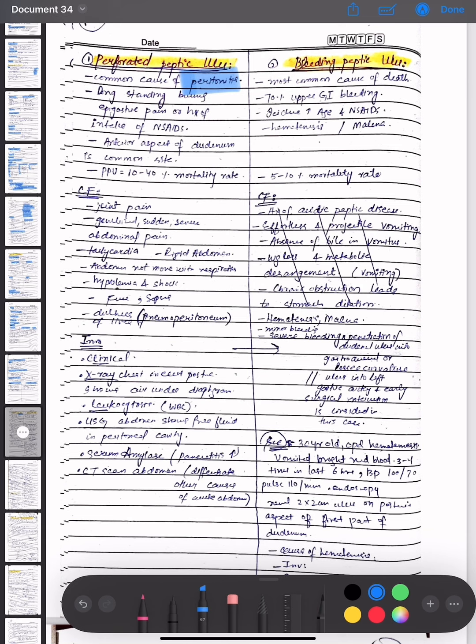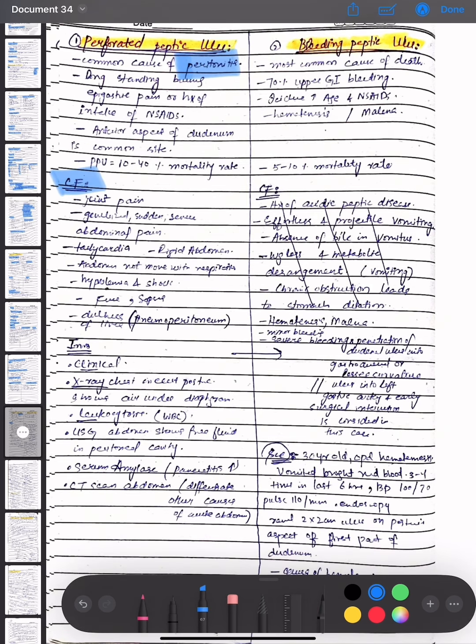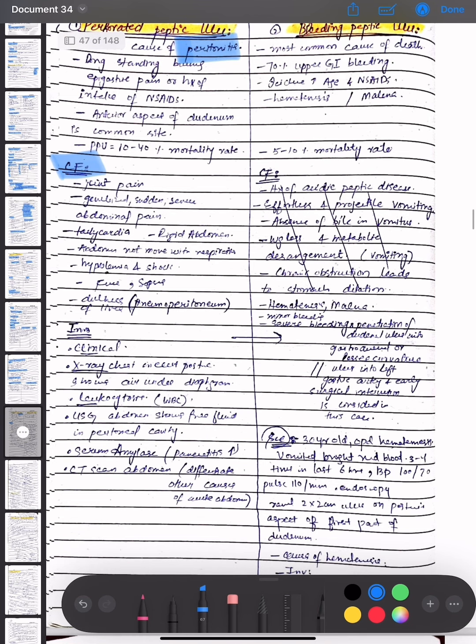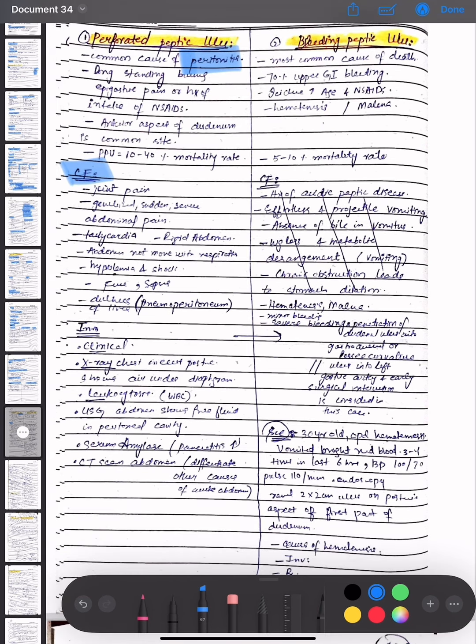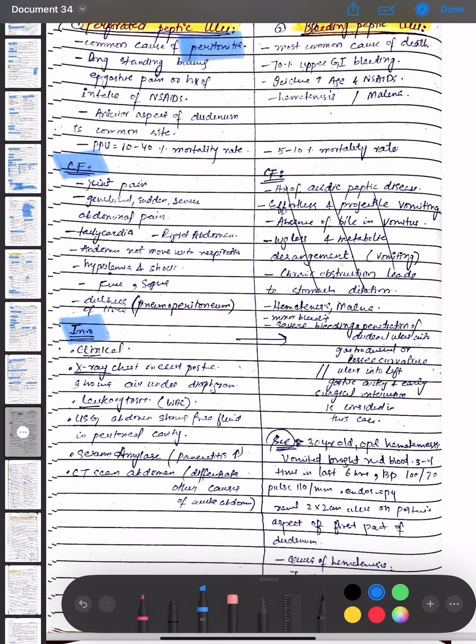The clinical features are generalized sudden severe abdominal pain, tachycardia, rigid abdomen, abdomen not moving with respiration, hypovolemia and shock, fever, sepsis, dullness of the liver, pneumoperitoneum. What are the investigations? These are clinical, X-ray chest in erect posture, which shows air under the diaphragm, and leukocytosis is seen on WBC count. Ultrasound of the abdomen shows free fluid in the peritoneal cavity. Serum amylase is increased in pancreatitis, and CT scan abdomen is done to differentiate other causes of acute abdomen.